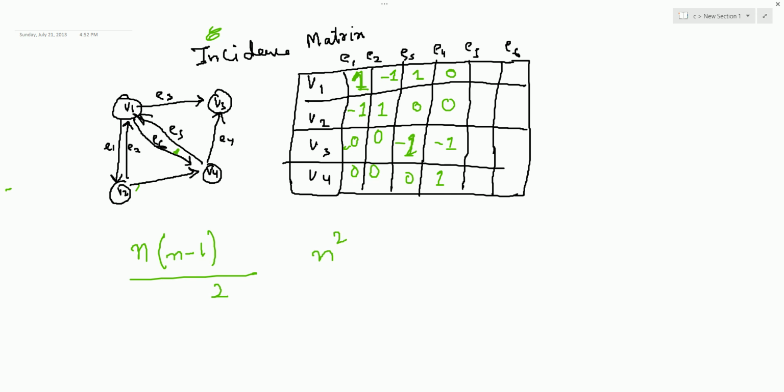So for example, if we got 1, 2, 3, 4 vertices, we got 4 into 4 minus 1, that is 4 into 3 divided by 2, that is 6 undirected edges, and n square is 4 square, that's going to be 16. So 16 versus 6 edges. If the connectivity is lesser, a lot of space is wasted. So that's why we move on to the next, the linked list representation, called the adjacency list representation. Okay, that we'll do in the next video.